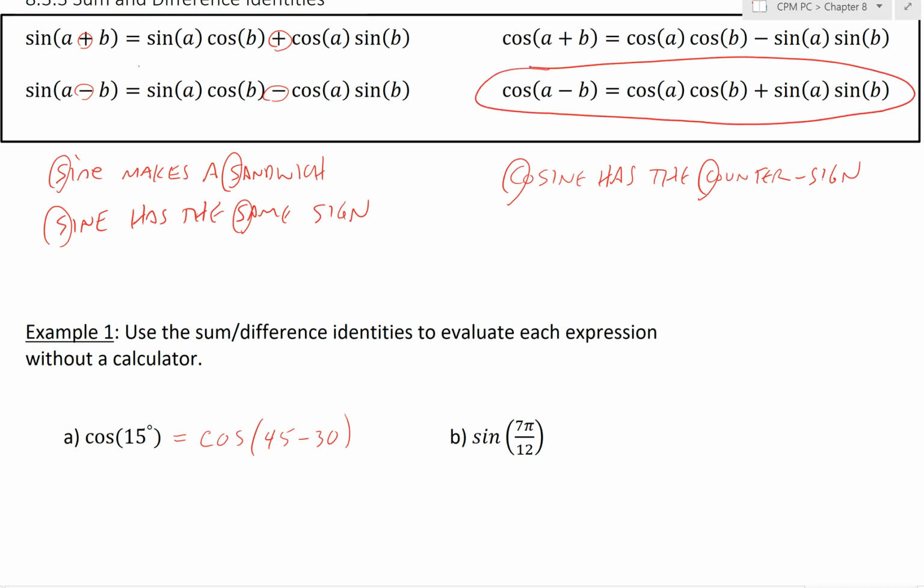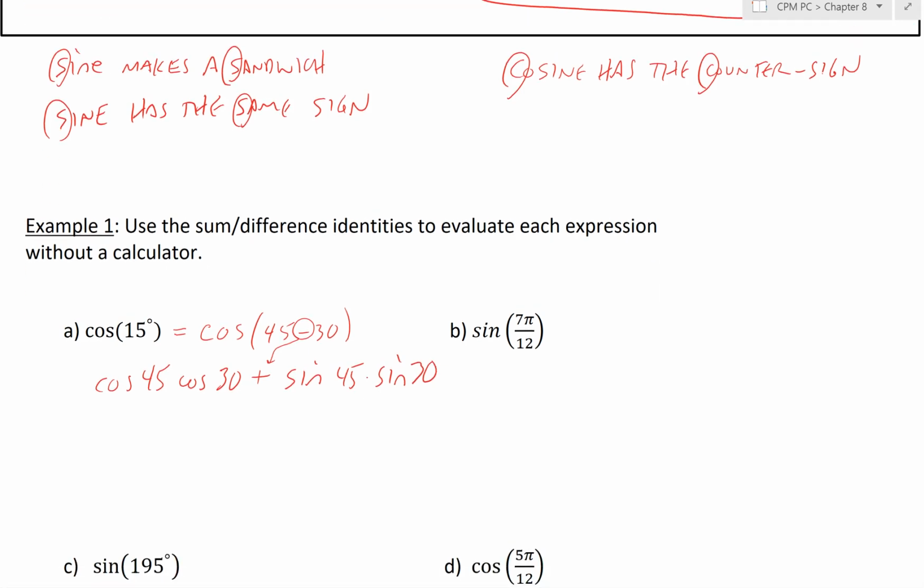We're going to use the cosine difference equation, and so that's going to be equal to cosine 45, cosine 30, and then is it a plus or a minus? Plus. It's a plus because it's the opposite of that. Cosine has the counter sign. And then it's going to be sine 45, sine 30. Okay?